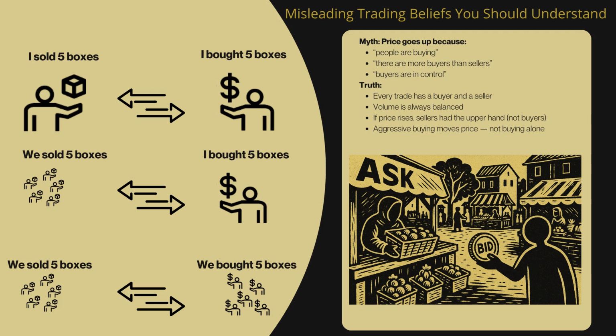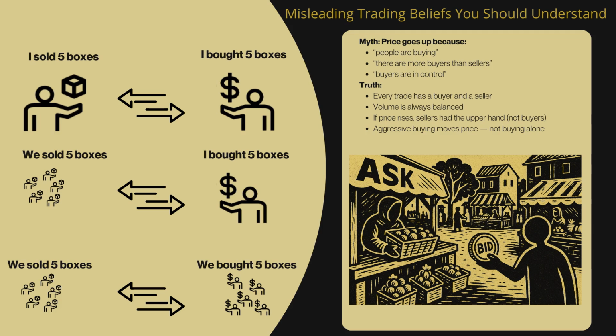A common myth says, price goes up because people are buying. This is one of the most dangerous beliefs in trading. It feeds FOMO, the fear of missing out. Rising prices, combined with euphoric narratives, create the illusion that all market participants are in agreement, that everyone is rushing in to buy. But that's simply not true, because for every buyer, there is a seller. Always. If someone bought 5 boxes, someone else sold them. The number of people on each side might differ, but the volume traded is always equal.